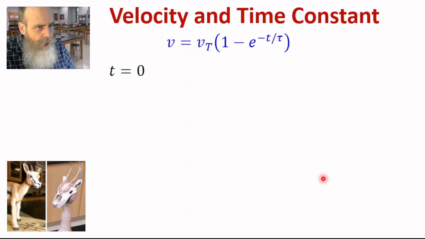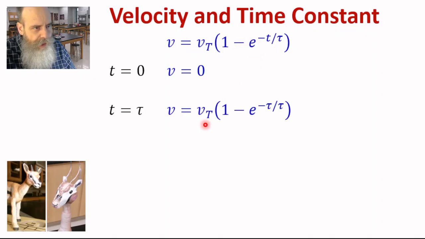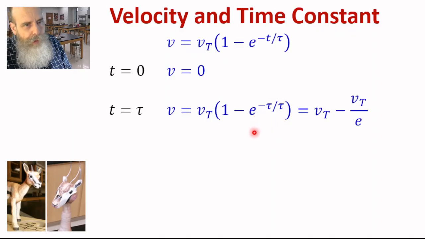Let's see how the velocity changes when we change the time by the time constant. When t equals 0, v equals 0. This is e to the 0, which is 1, so 1 minus 1 is 0. When t equals tau, v is Vt times 1 minus e to negative tau over tau. This is e to negative 1, which is 1 over e, so it becomes Vt minus Vt over e. Note, at t equals tau, it is Vt over e away from the terminal velocity.